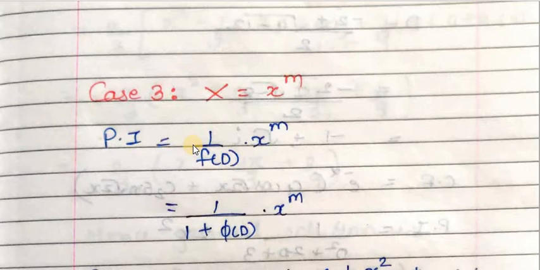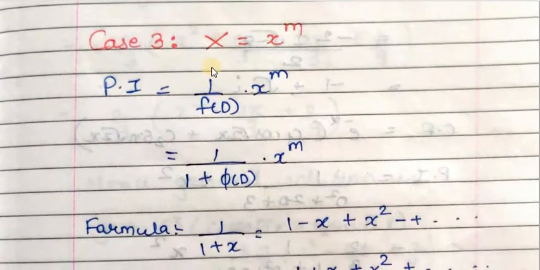In the last lecture, we discussed case number 2, when X is sine of ax plus b or cosine of ax plus b. In this lecture, we will discuss case number 3, when X is x raised to m. So in that case, how will we find out PI? So let's start. The formula of PI is 1 over f of D times X, and X is x raised to m.